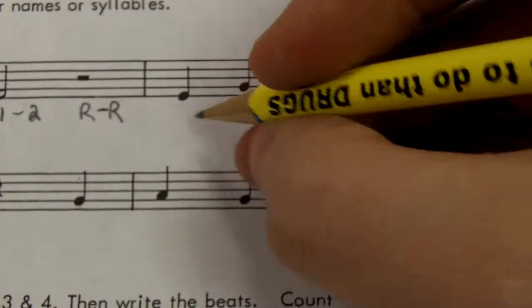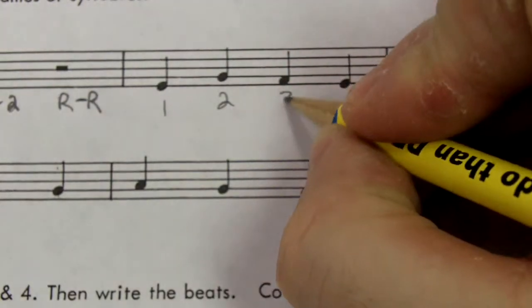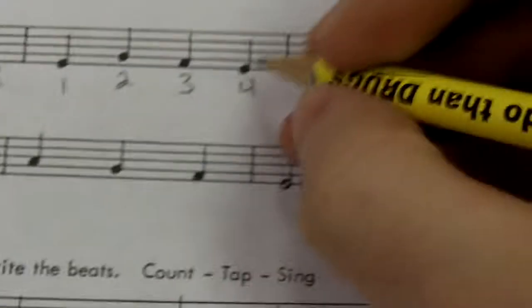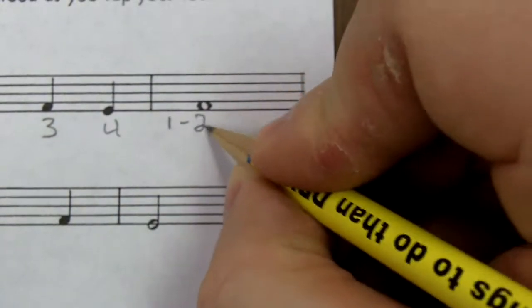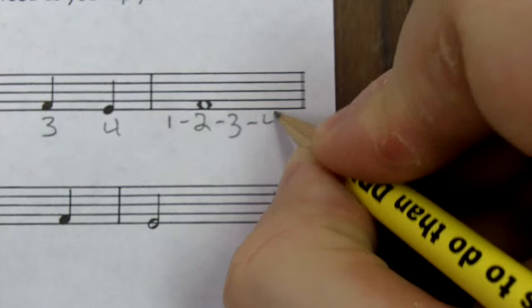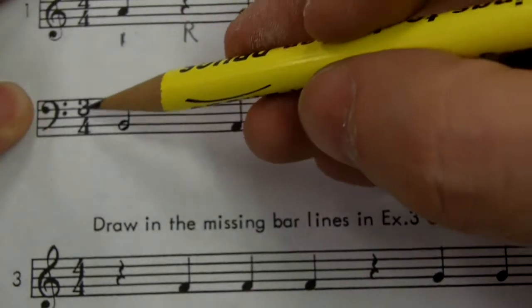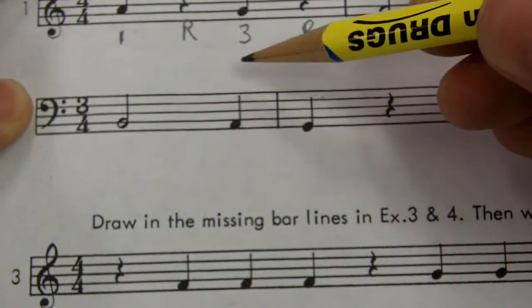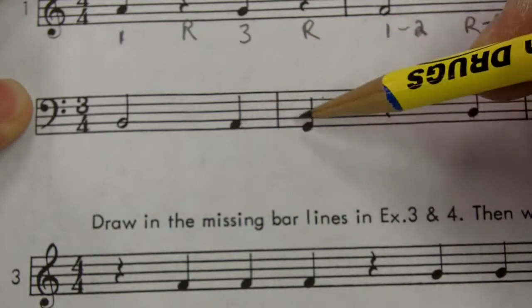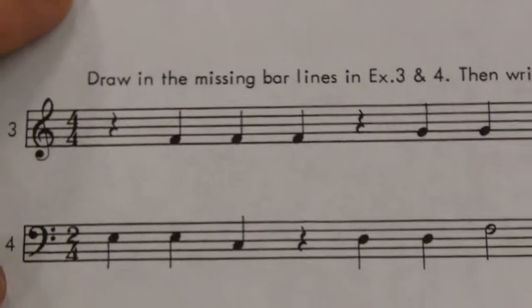Alright, so now we're on this, and these are easy because this is just a simple 1, 2, 3, and 4. And then right here with the whole note, remember we have to show this by going 1, 2, 3, dash 4. Just like that. Now, I'm not going to show you the next one because it's exactly the same. Just remember that because we're in 3/4, we can only go to 3 beats. Once we hit the 3, we have to move on. But again, for the sake of time, I'm going to move on.